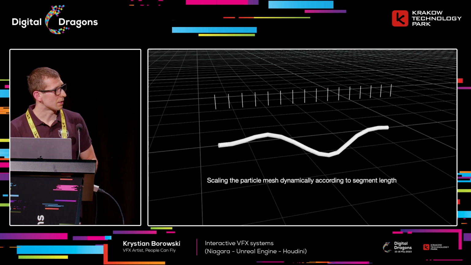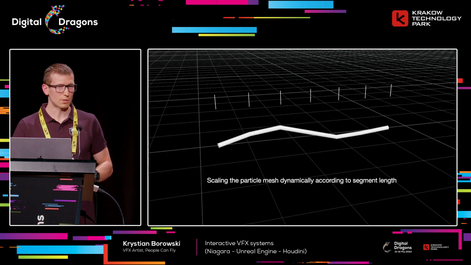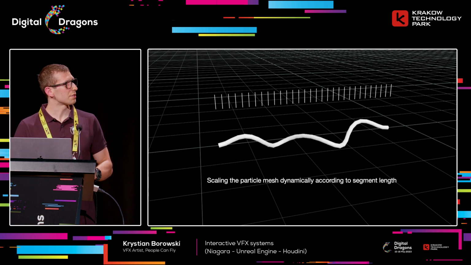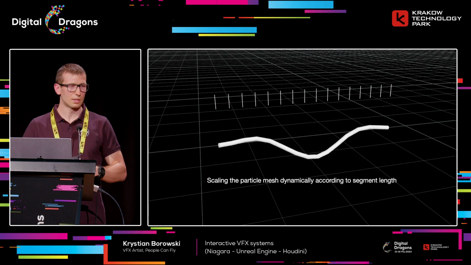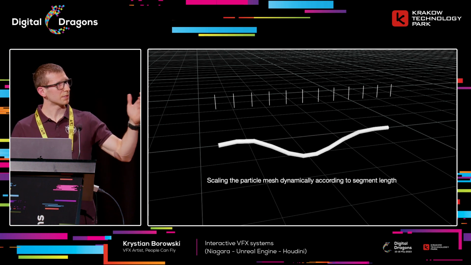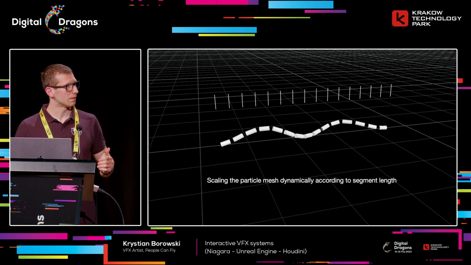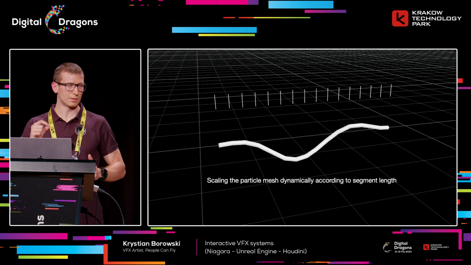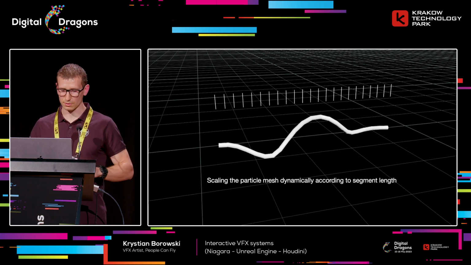And this is how it looks when we apply, for example, some simple cylinder to these particles. You can see that when you change the number of those segments, the resolution of the line changes, right? And also the segment length parameter that I was showing you previously is used to scale the single cylinder, right? So it will always stretch between one segment and another.